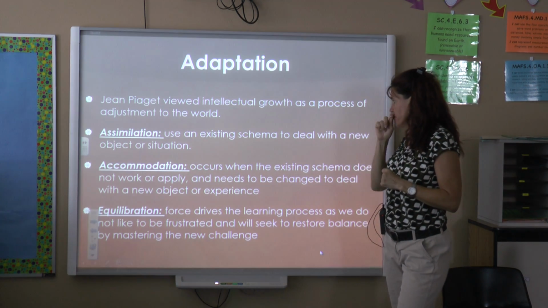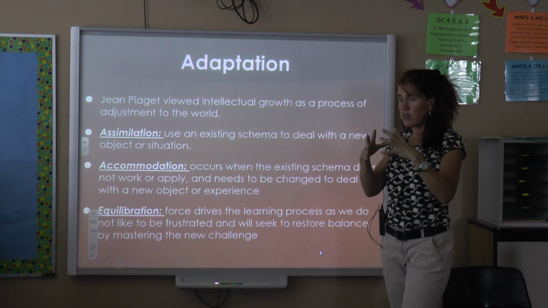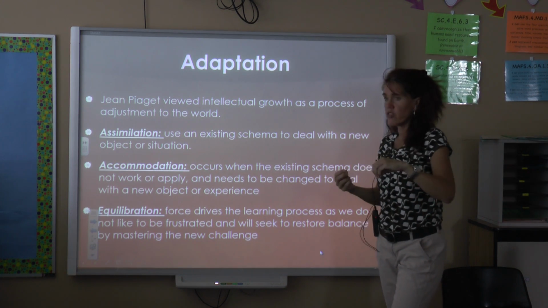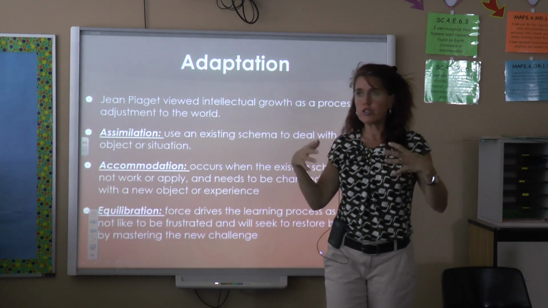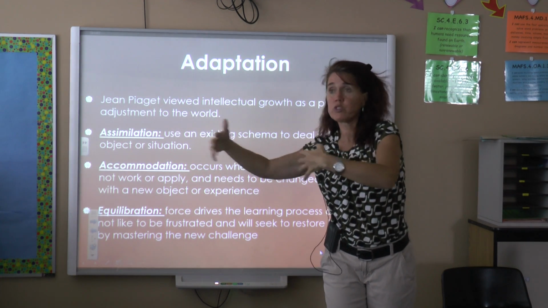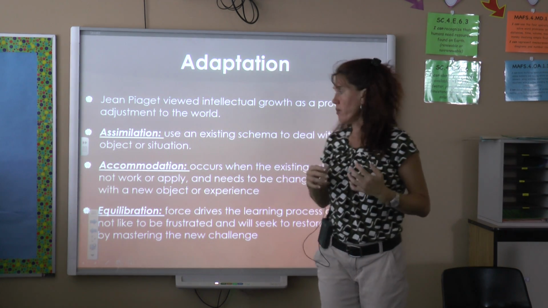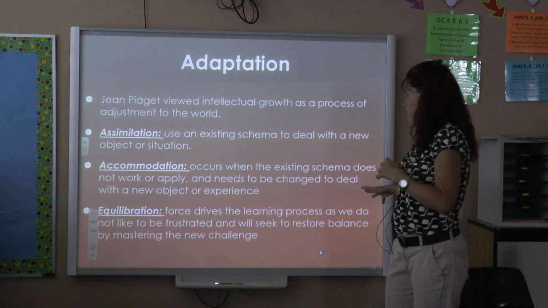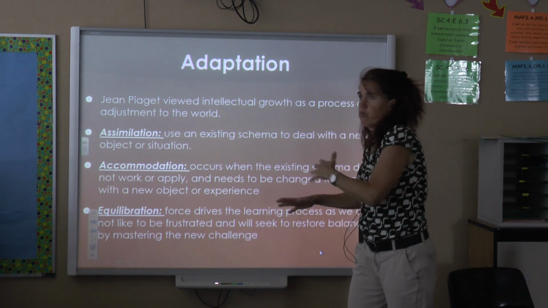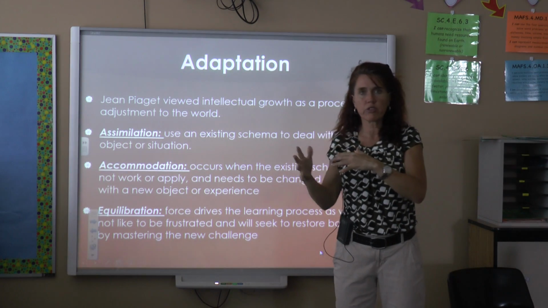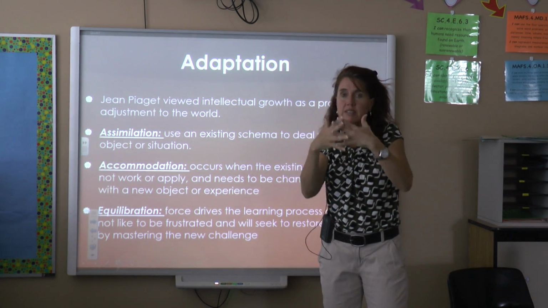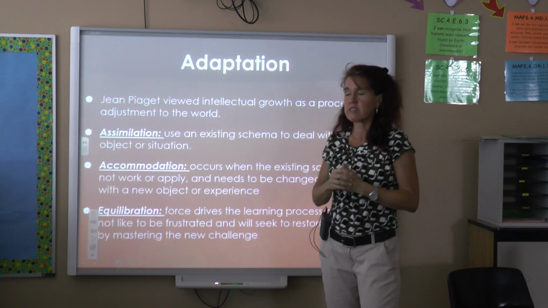Accommodation occurs when that schema that you already know isn't working, so you have to change what you know to have almost a new schema or a new thought. And then of course equilibration is where both of those are not working. We don't know what they're doing, and so we have to even it out and make sense of it so it makes sense in our brain.